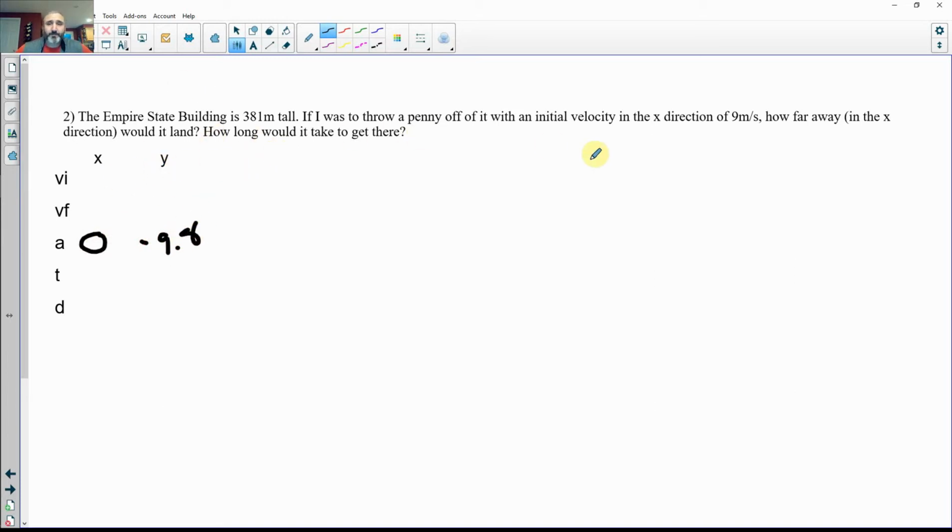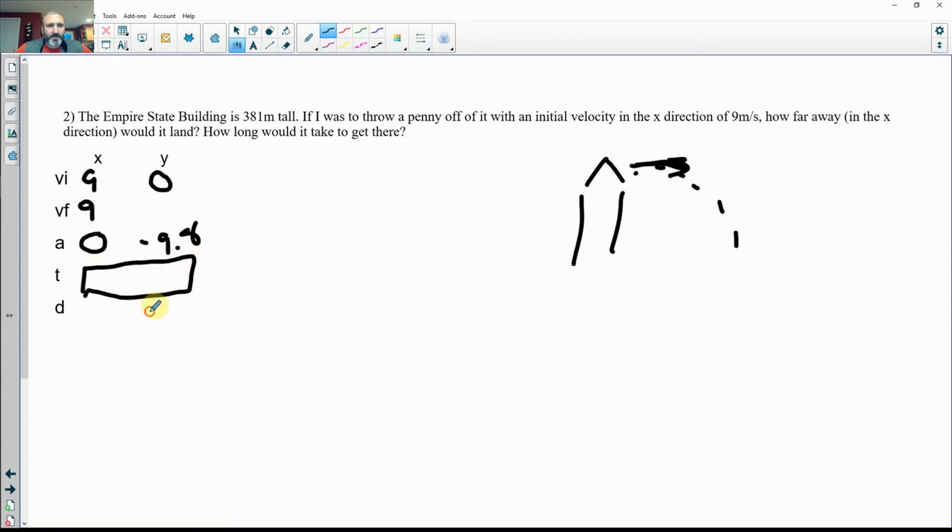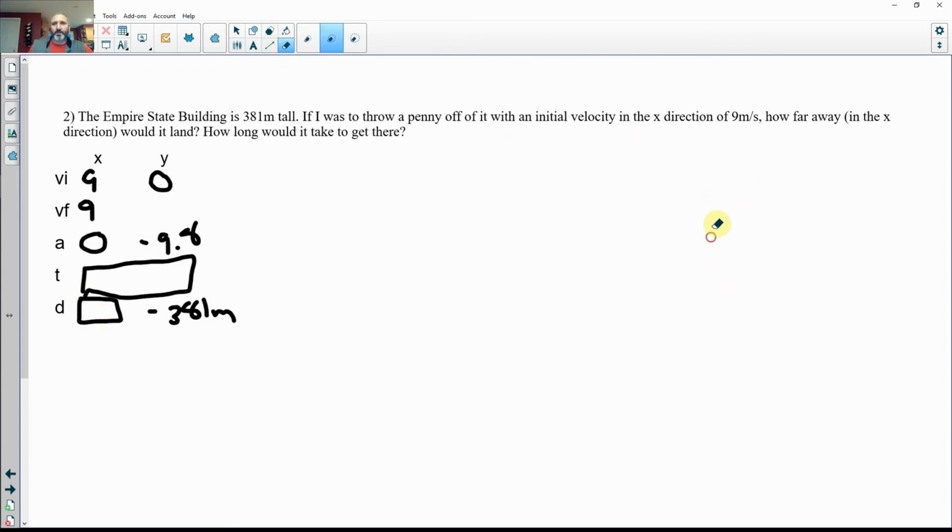This is a cliff problem. So here's the Empire State Building, and we're throwing a penny horizontally, as best as that can be done, off of it with initial velocity. So the Y initial velocity is going to be 0. The X is going to be 9 meters per second. We also know the final velocity in the X is going to be 9. Time is what we have to find. We know the penny is going to drop a grand total of 381 meters. We also want to know how far away it's going to land in the X dimension. I hope that makes sense, at least in terms of what we're doing and where we got all that information from. Now it's just time to solve.